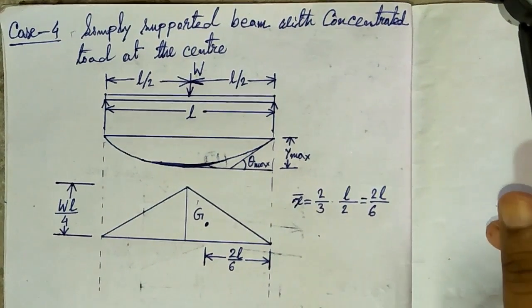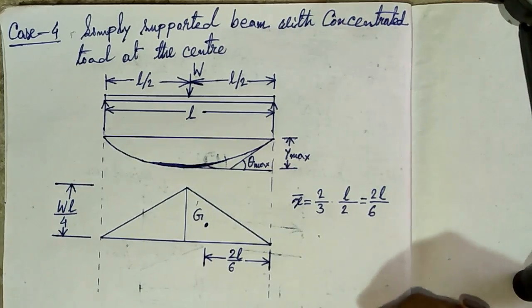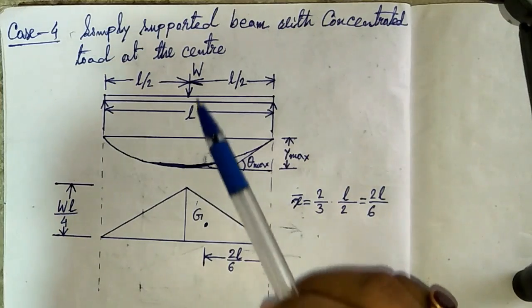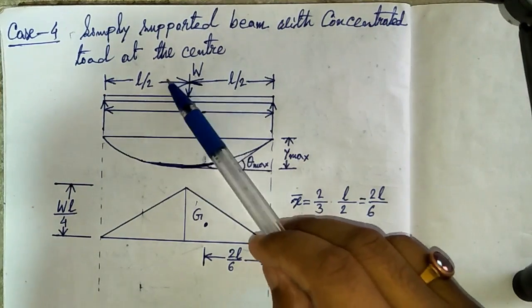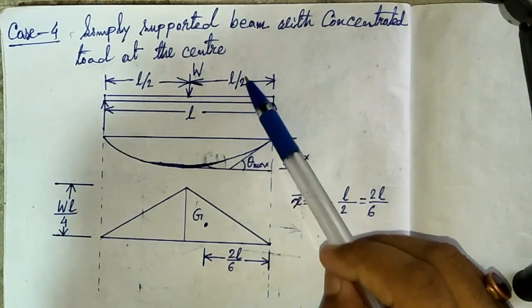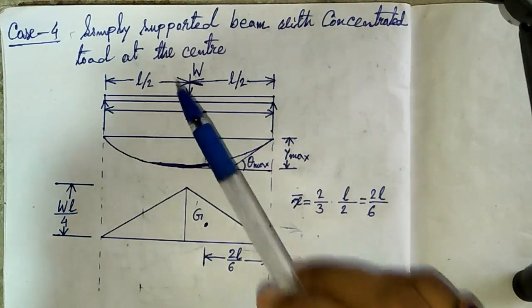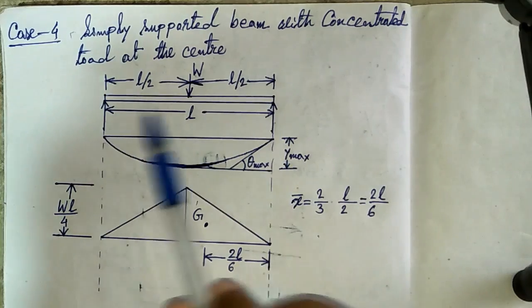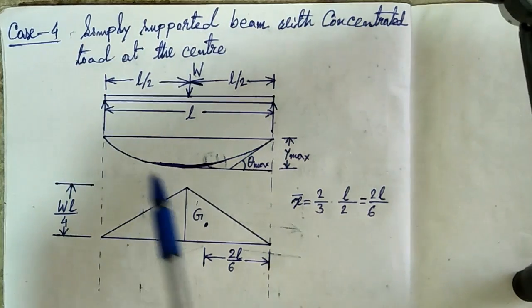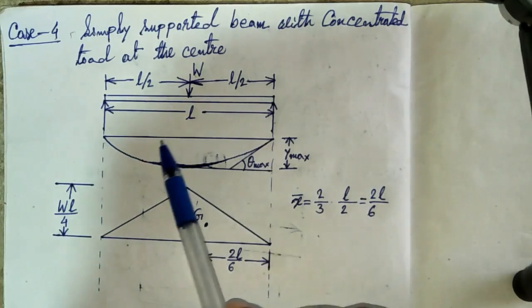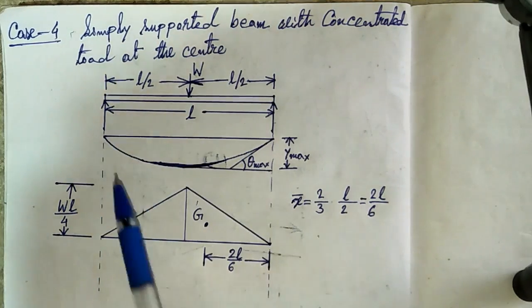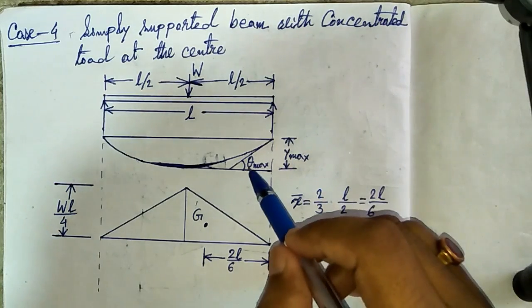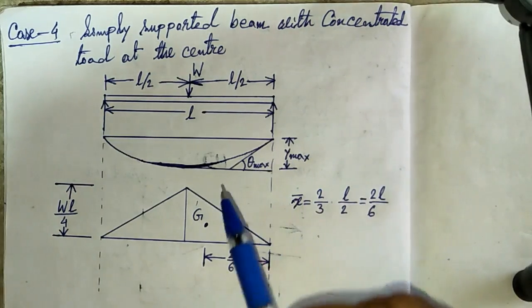So this is case 4, a simply supported beam with a concentrated load at the center. This is the midpoint, where the load W acts. This length is L by 2 from one point, and the total length is L. These two are the reaction forces. This diagram is the deflection diagram, and this curved line is the elastic curve. The maximum deflection is Y max, and the maximum slope is theta max.